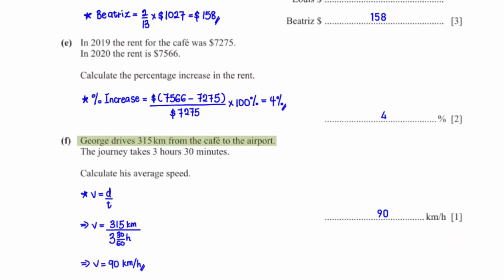George drives 315 kilometers from the cafe to the airport. The journey takes 3 hours 30 minutes. Calculate his average speed. We can get his average speed using this formula. The distance d he covers is 315 kilometers and the time duration is 3 hours 30 minutes. To convert 30 minutes to hours, we divide 30 by 60. When we type this into the calculator, we get 90 kilometers per hour.